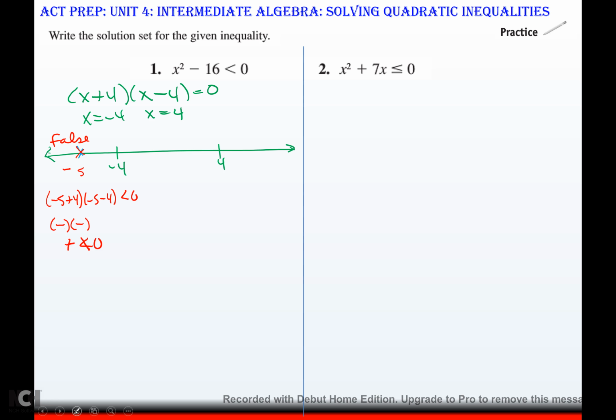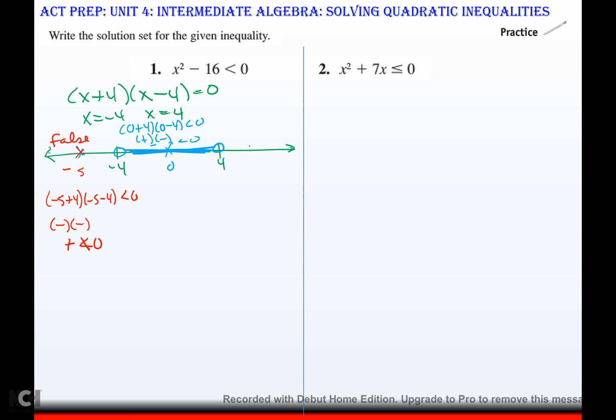Check the middle section. 0 is always nice. So 0 plus 4, 0 minus 4, is that smaller than 0? Well, that's going to be a positive times a negative, which is less than 0, so it's true there. Open circles because there's no bar.